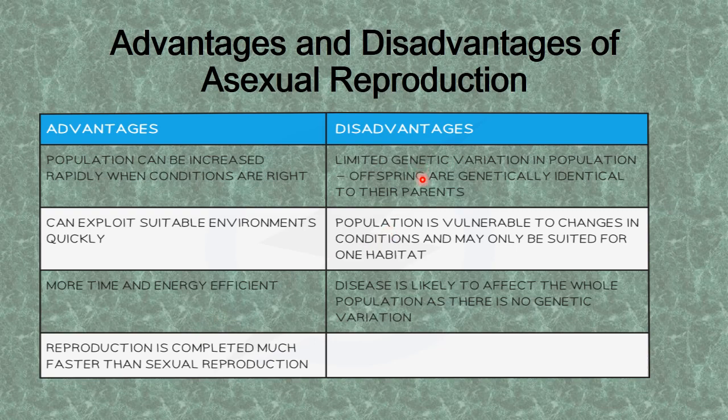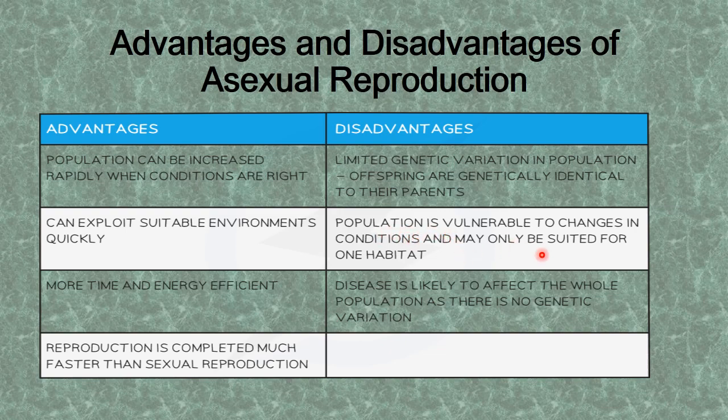Now, looking at the disadvantages, you have limited genetic variation in the population. So in other words, offspring are genetically identical to their parents, which can be a bit problematic, especially when the conditions are not suitable. So that's the second disadvantage right here.